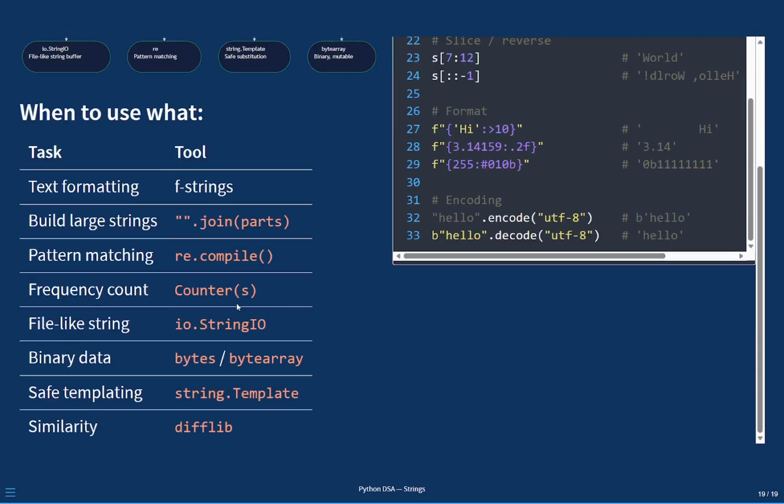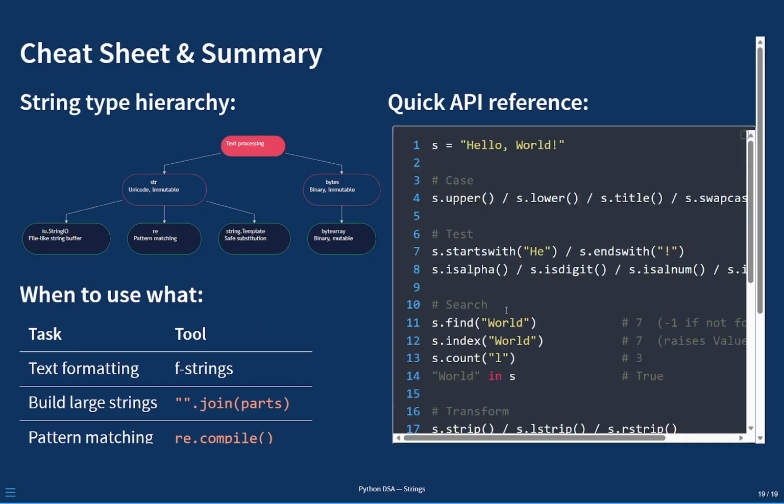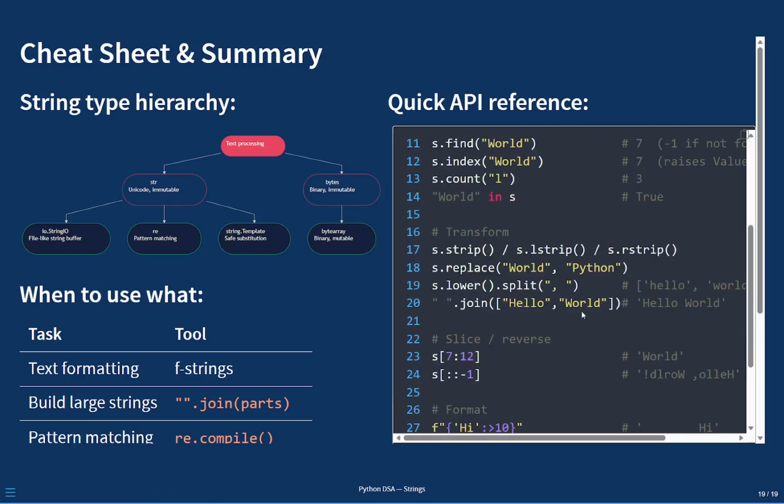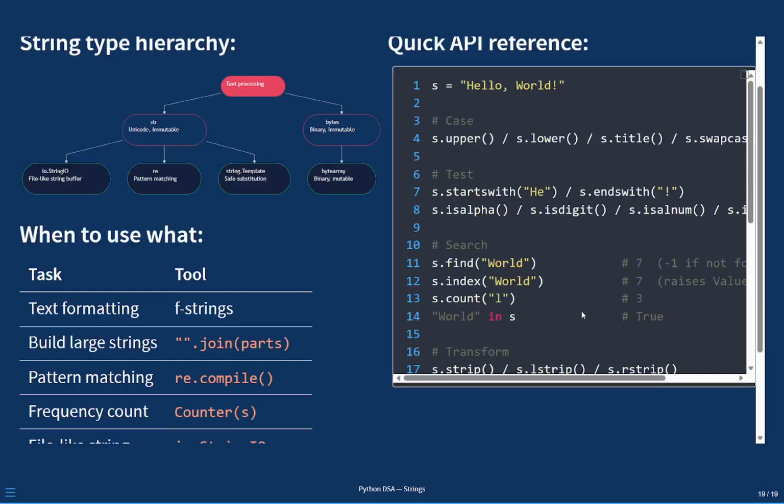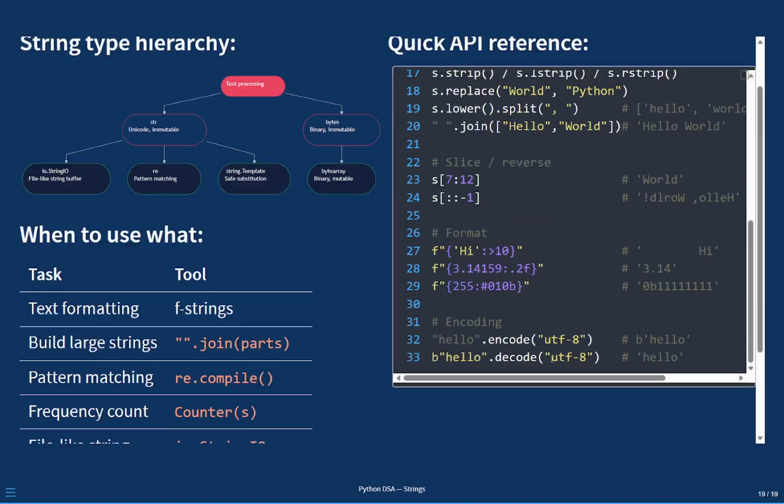Click the when to use what table at left, your decision guide. F-strings for formatting. Join for building large strings. re.compile for pattern matching. Counter for frequency analysis. io.StringIO for file-like string interfaces. Bytes and bytearray for binary data. string.Template for user-facing safe substitution. difflib for similarity and fuzzy matching. Click the quick API reference at right, which is pure reference code. Case methods, test predicates, search methods, transform methods, slice syntax, format specifiers, and encode/decode, all in one block. Screenshot it.